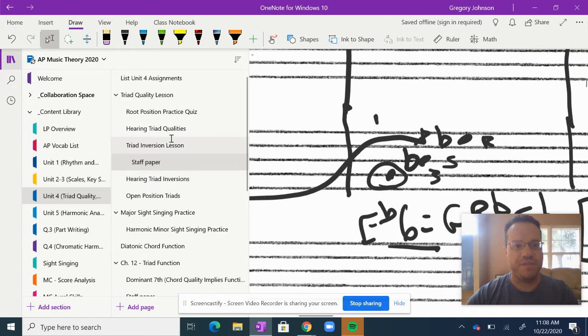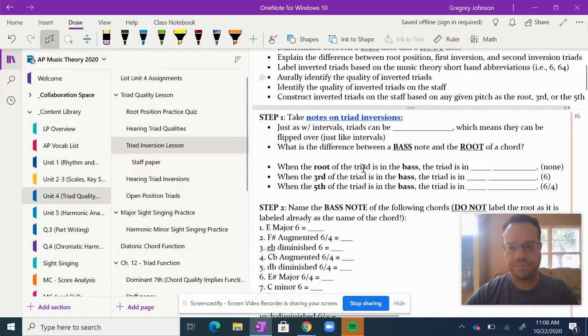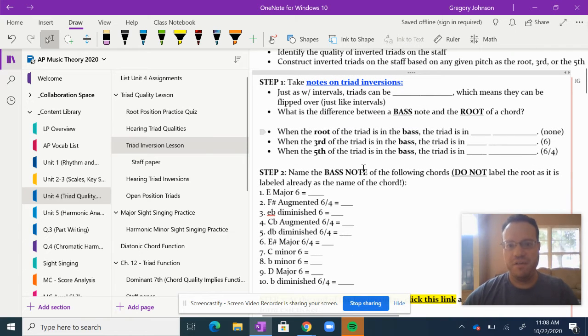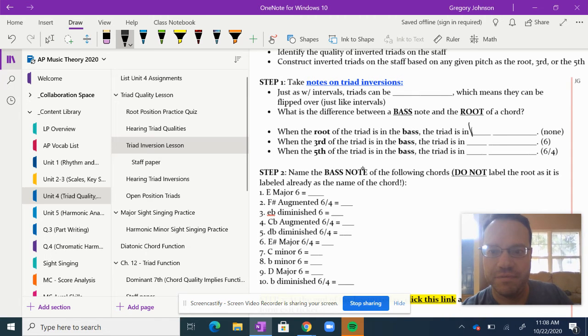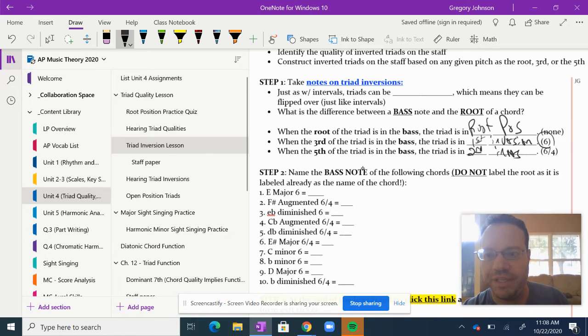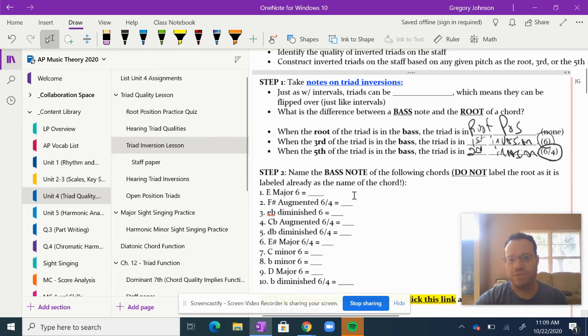Okay, so then I want to just do some practice with figuring out the bass note of these. So again, when the root of the chord is in the bass, that is root position. When the third of the triad is in the bass, that's first inversion, which we call a 6 chord. And when the fifth of the triad is in the bass, that's second inversion, which we label 6/4.